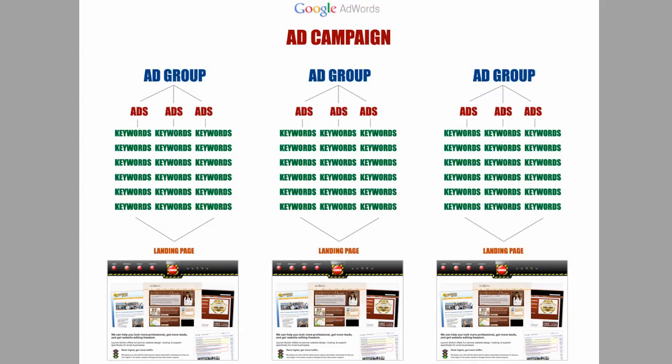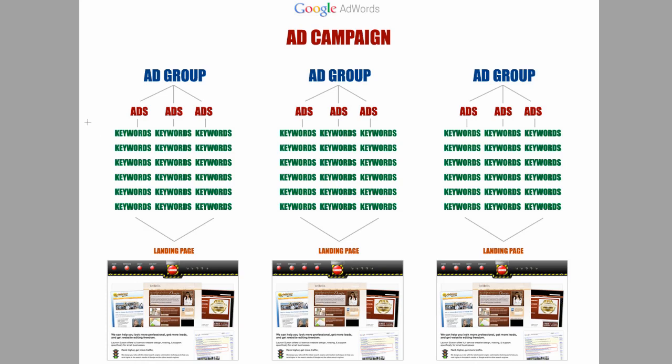The first thing I want to show you is an overview of what a Google AdWords campaign looks like. We have an ad campaign, which is just an umbrella for all the ads that we're running. And underneath that are ad groups. These are basically just, like they sound, groups of ads. The point of this is to keep everything in one specific category.